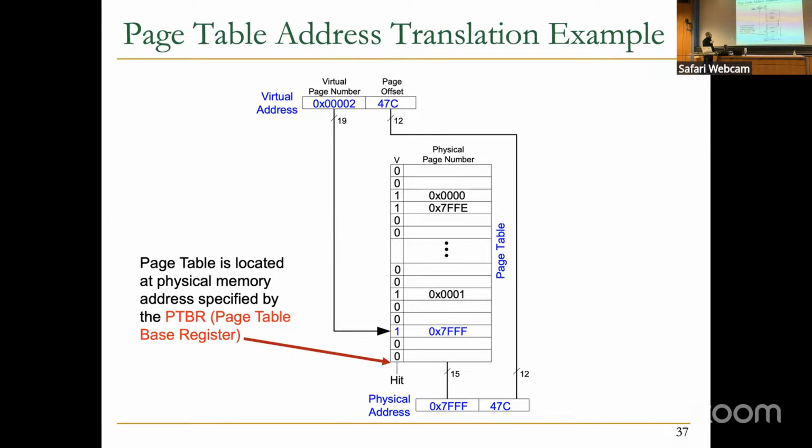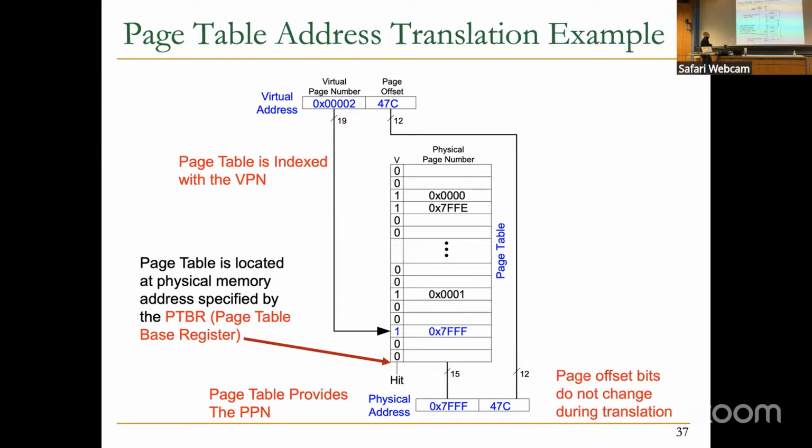So the question is, where is this page table located and how does the system know it? So the page table is located at the physical memory address specified by the page table base register. So if I know the page table base register, I can figure out quickly what index I need to access based on the virtual page number to be able to fetch it, decode it, find the physical page number, and proceed. So yes, the page table is indexed with a virtual page number, and the page table provides the physical page number.